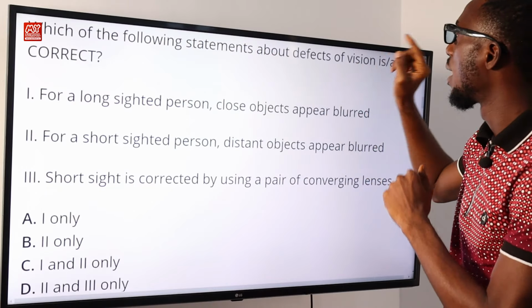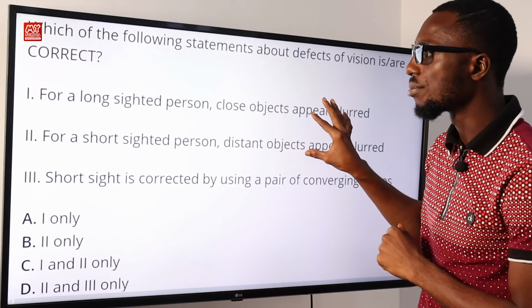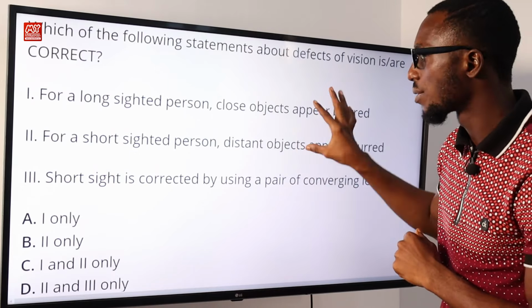So going back to the question, which of the following statements about defects of vision is or are correct? Statements 1 and 2 are correct. Statement 3 is incorrect. So the correct ones are 1 and 2. That makes option C the correct option.